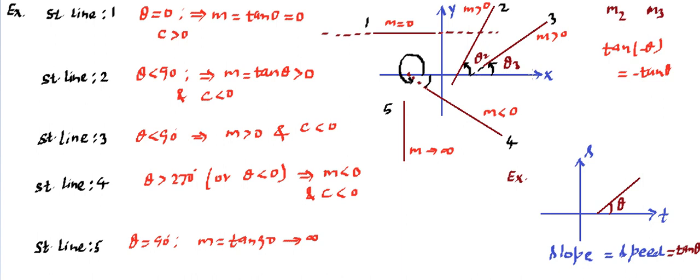Now we start from this and we are moving in this way. If you move first, you are going to encounter this line 3, then you will reach 2. That means theta 3 is smaller, theta 2 is bigger. And we know in tan functions, if the theta is small, tan value is small. So if theta 3 is small, tan theta 3 will be smaller, and so the slope of 3 will be smaller as compared to the slope of 2.